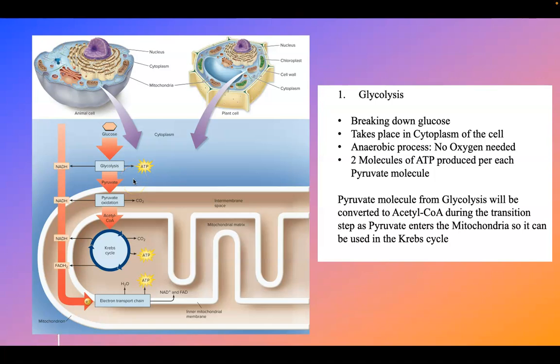This is the pyruvate molecule that is going to be converted to acetyl-CoA during the transition step before entering the mitochondria so that it can be used in the Krebs cycle. Again, that's happening right here.